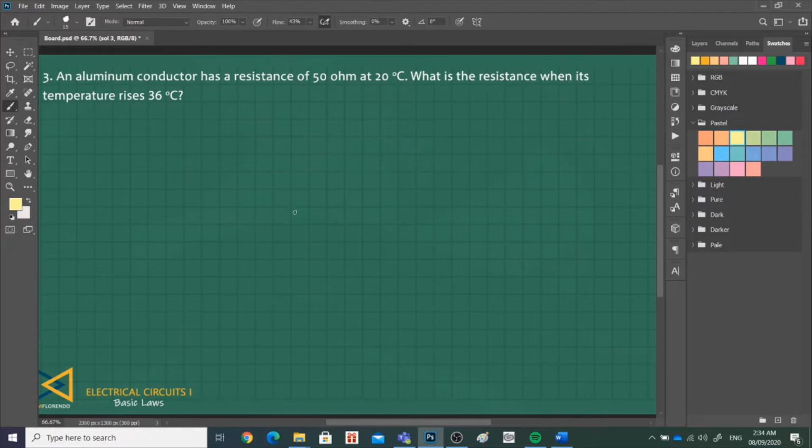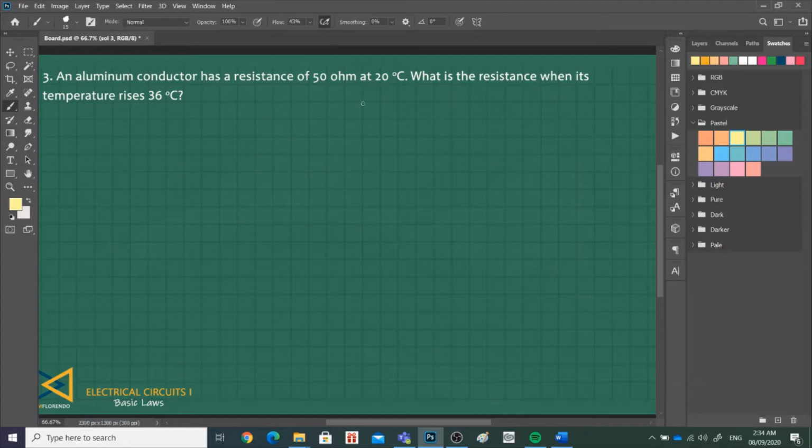Problem na tayo. An aluminum conductor has a resistance of 50 ohm at 20 degrees Celsius. What is the resistance when its temperature rises to 36 degrees? So, itong problem na to, it involves temperature increase. So, ito ay nasa effect of temperature on resistance.